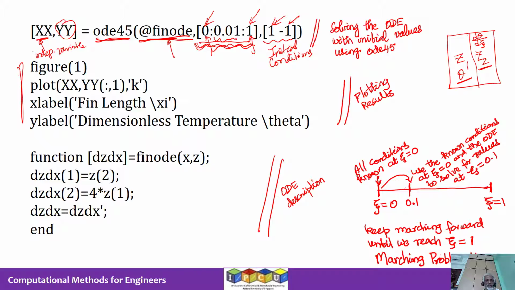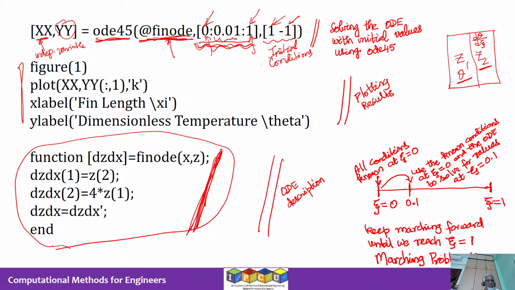Before getting into that segment of the code, I just want to say that the FinODE file is exactly the same as we wrote for the boundary value problem, because the differential equations don't change. So kindly take a look at that video to find out how this function is constructed. In the same M file, in the last portion, I have this function, FinODE, the same name as you see here. I'm not going to describe this part because we have already looked at it at length.